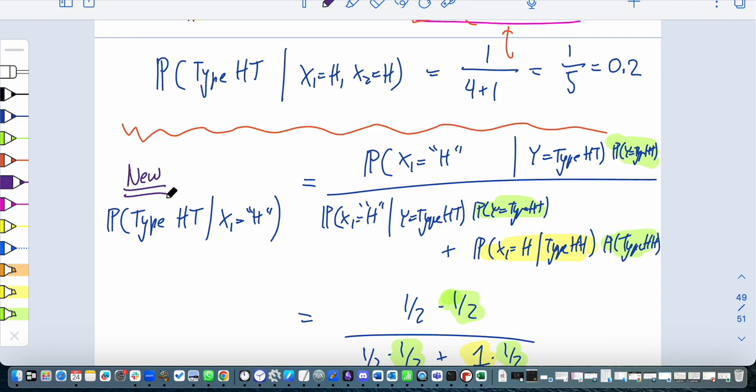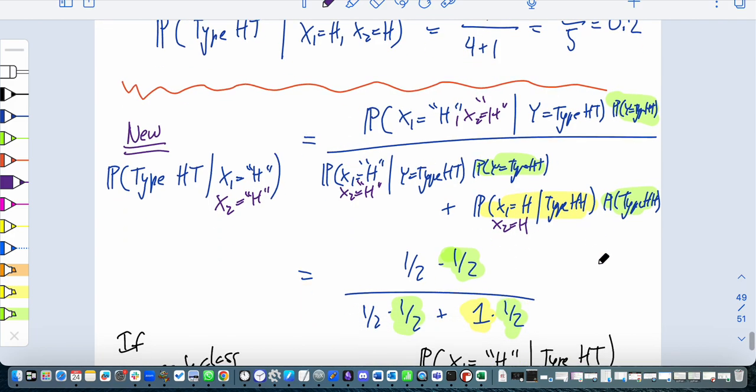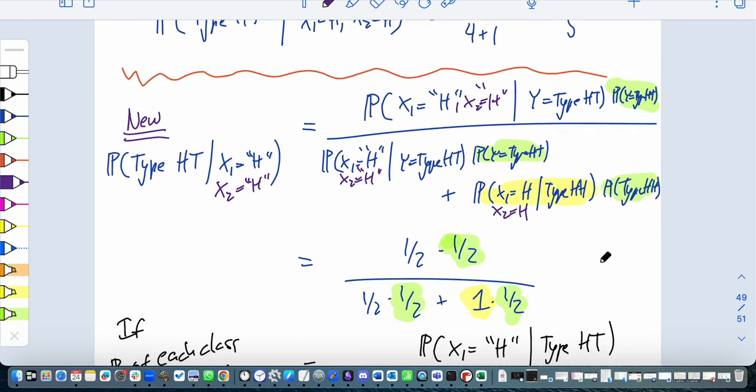The new problem says we don't just have one heads, x1, we have 2 x's. We have x1 is heads, and x2 is also heads. So everywhere we're going to add in x2 is heads. That's going to be added in everywhere. And we're going to see how things change. But everything else is the same, right? So it's still the same Bayesian calculation. Now you have 2 coins coming up heads. So how does that change the probabilities?